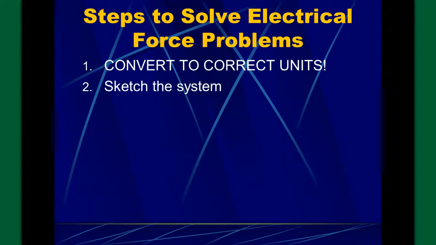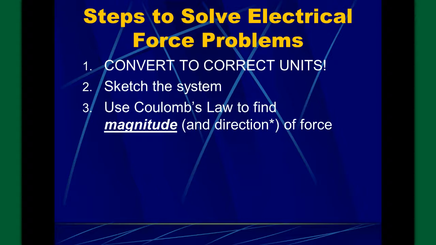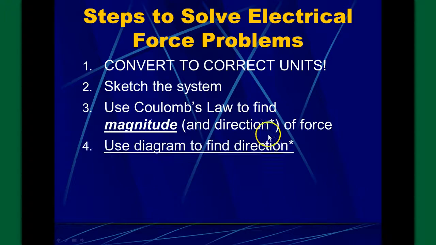Once you get that, you've got to sketch the system. Really what that means is figure out whether this force is going to be attractive or repulsive. That's all we really need to do. Then we're going to use Coulomb's law, that equation that we went over, to find just the magnitude of the force. The direction we get from sketching the system. It's either going to be attractive or repulsive. That's the diagram, sketching the system.